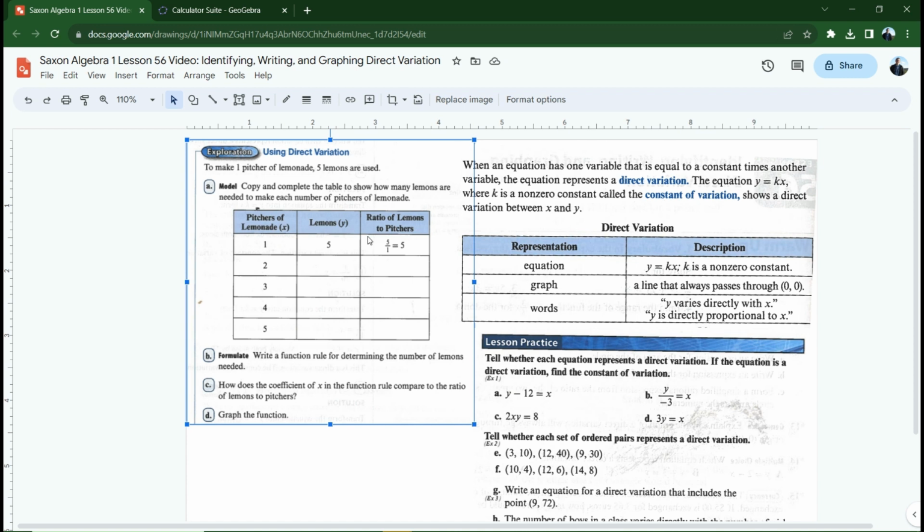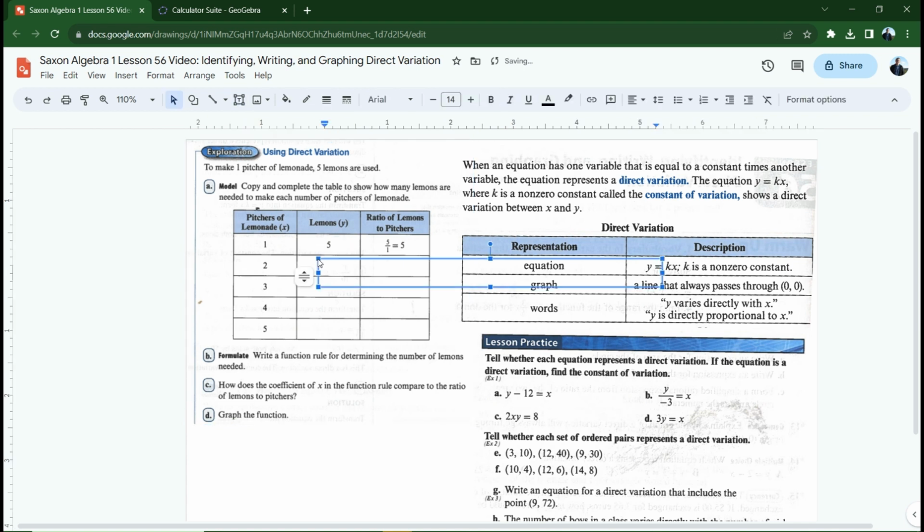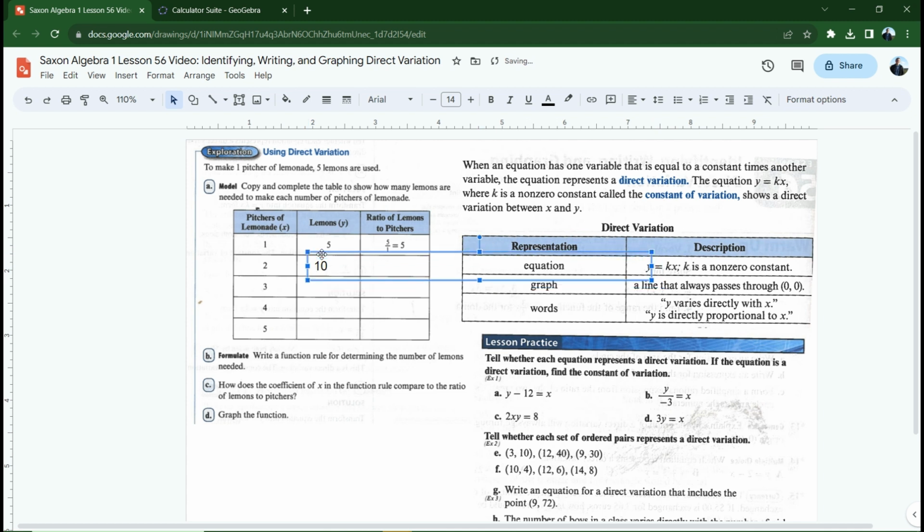Well, this is pretty easy, right? To make 2 pitchers of lemonade, we're obviously going to need 10 lemons, okay? And then let's see, what's the ratio of pitchers to lemons? Well, this is going to be 10 over 2. 10 over 2 equals 5. I'm just going to take these two and copy them down.